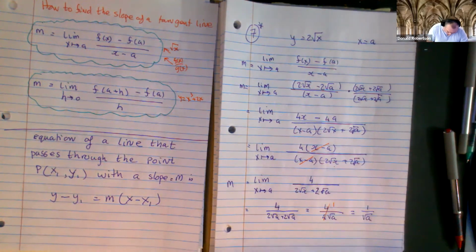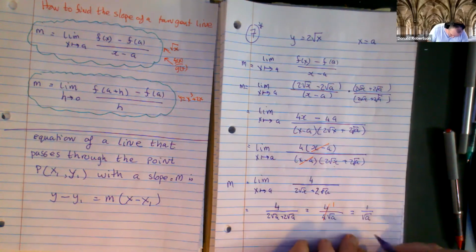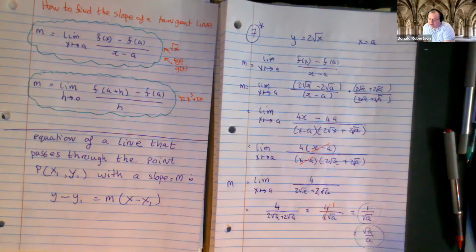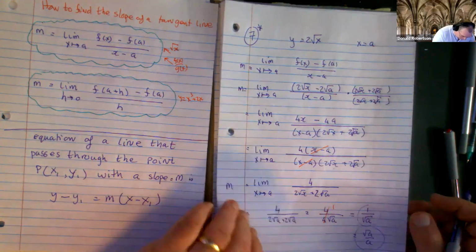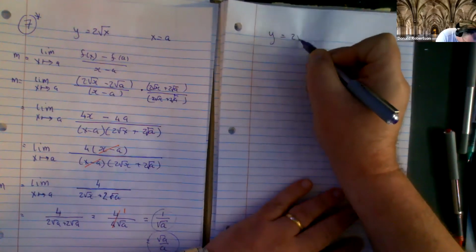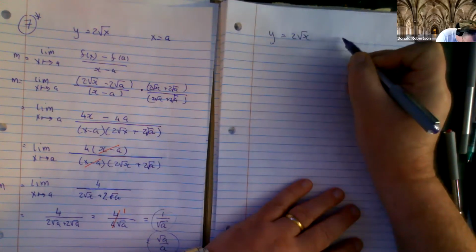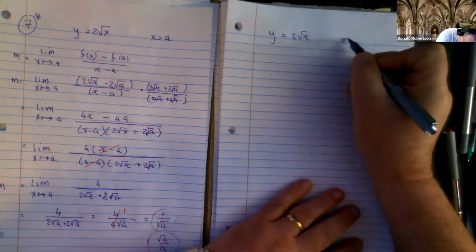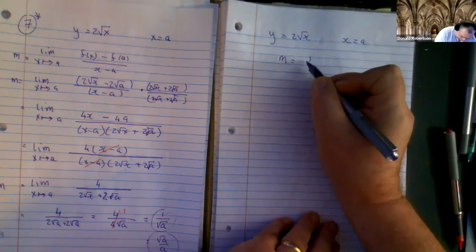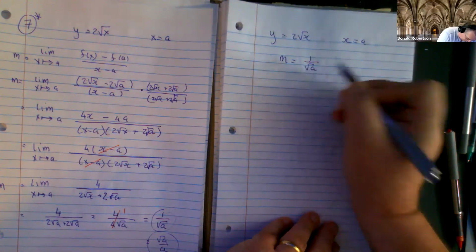Technically, I should rationalize the denominator. If I did, the answer would look like that. So this is good, that is good. I don't care what you like. Which means that we now know that if you have the curve 2 square root of x, and you want to find the slope of its tangent line at x equals a, the slope is just 1 over the square root of a. So that's question A done.